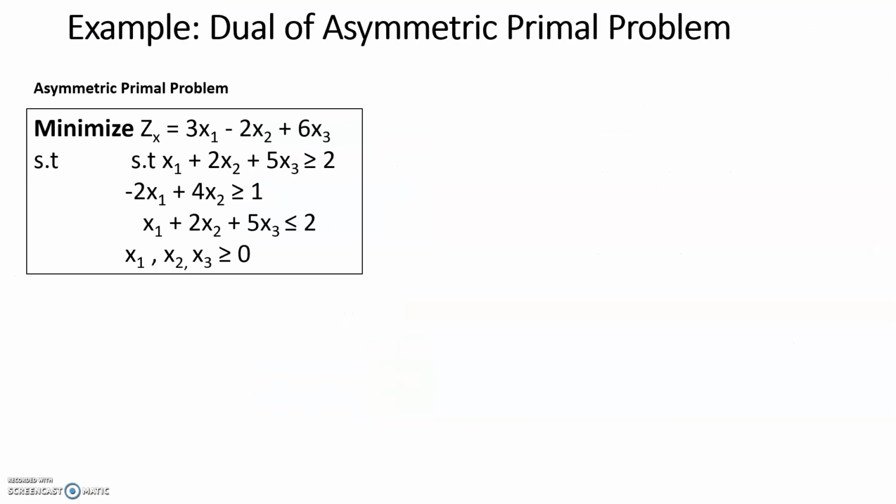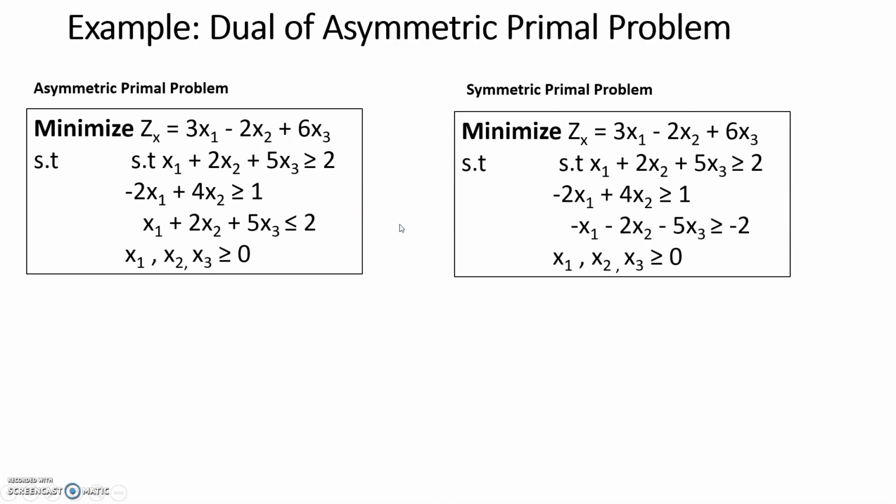Now in this problem, the primal problem is not a symmetrical problem. How can we say this? For minimization, all the constraints must have greater than or equal to sign, but here the first two constraints are okay, but in the third there is the inequality sign less than or equal to. We have to convert this into greater than or equal to, then only we can convert this problem into a dual problem. So let us see how we will do it.